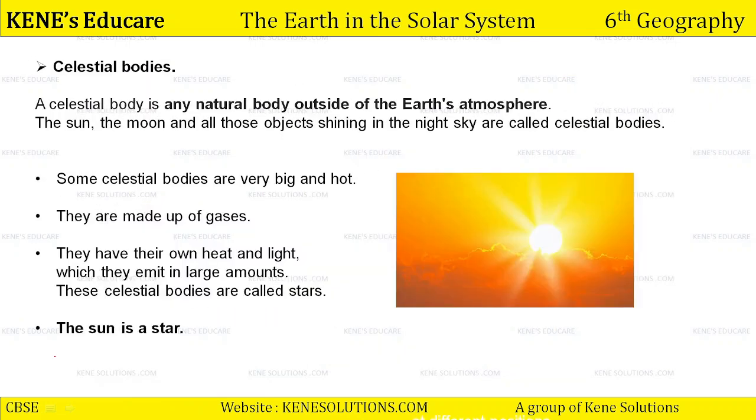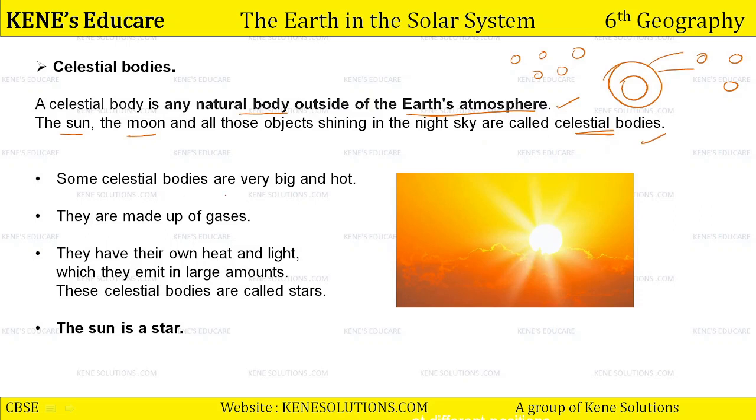Okay? Alright children, coming on to celestial bodies. Now what is a celestial body? A celestial body is any natural body outside the Earth's atmosphere. Earth hota hai, Earth ka atmosphere hota hai, and iske bahar ki koi bhi natural body, that means created by any almighty power or maybe by the universe, any object, any natural body outside the Earth's atmosphere are celestial bodies. The sun, the moon, and all those objects shining in the night sky are celestial bodies.